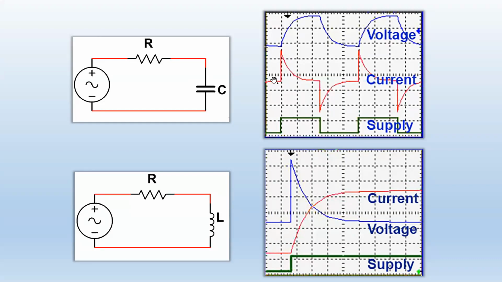So when we have a capacitor in the circuit, it is going to conduct current first, and then the voltage is going to appear. So current leads the voltage.